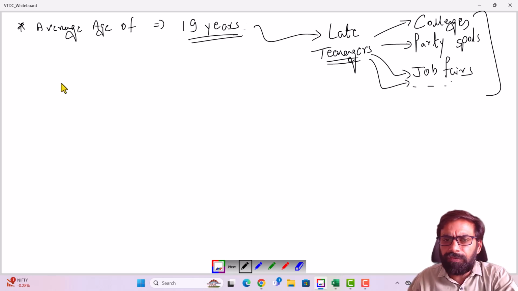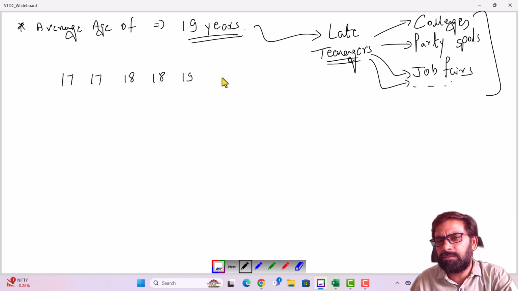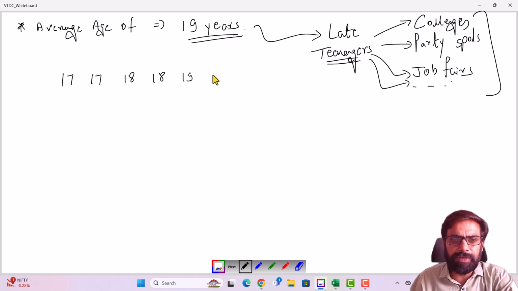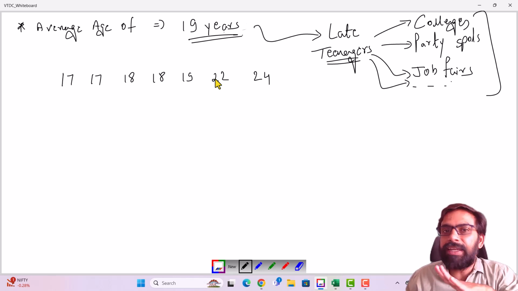Because let's say I take a sample over here: 17, 17, 18, 18, 19. Then let me take around 10 values over here, or probably I'll go for 22, 24. And let me get the average over here. I'm trying to make up a group which is close to 19 and giving me an average age of 19.